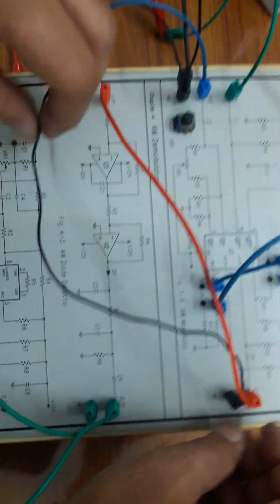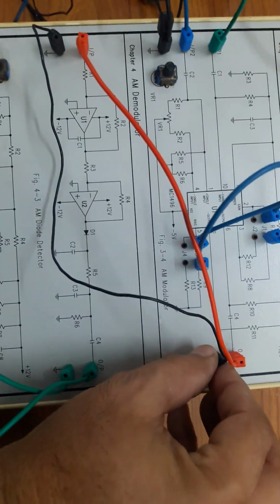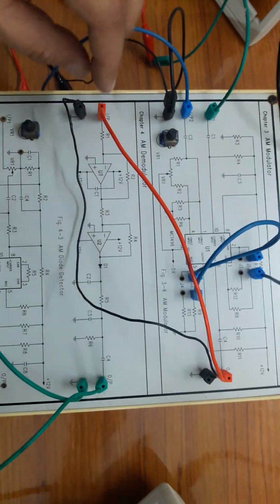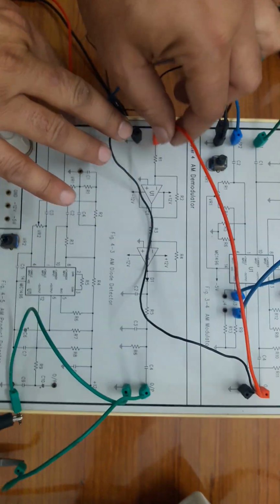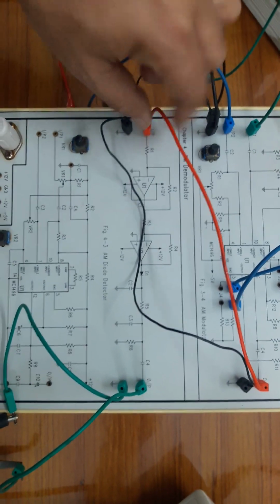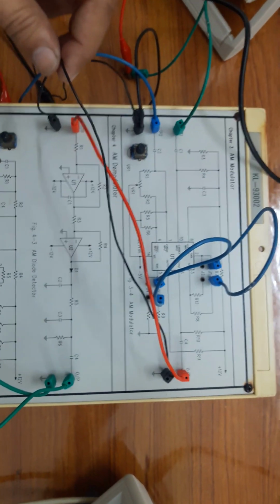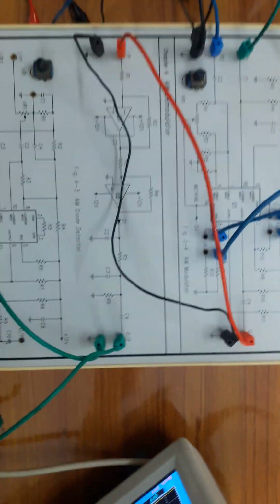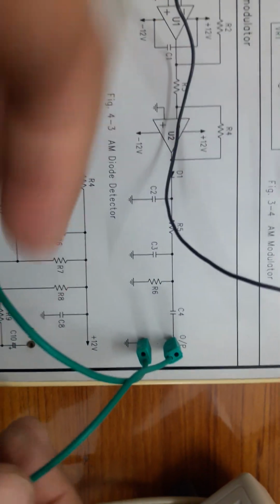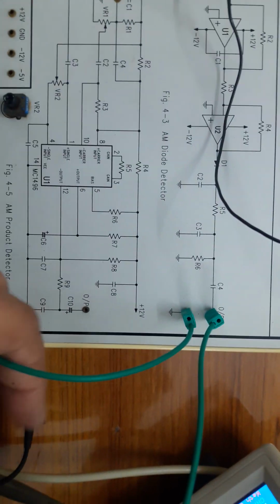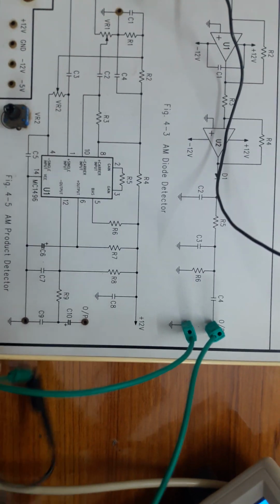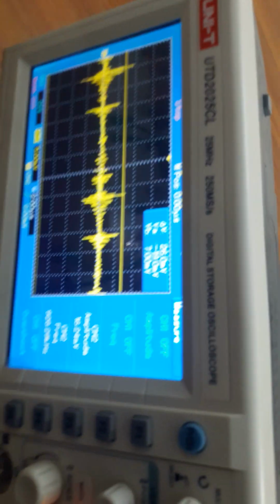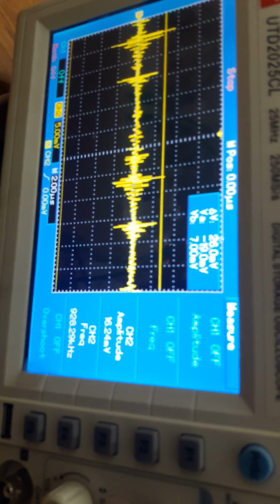For demodulating, connect the output from the AM modulator to the input of the demodulator. Connect ground with ground and the output with the input. Here we are taking the output of demodulation. You can see the demodulated signal.